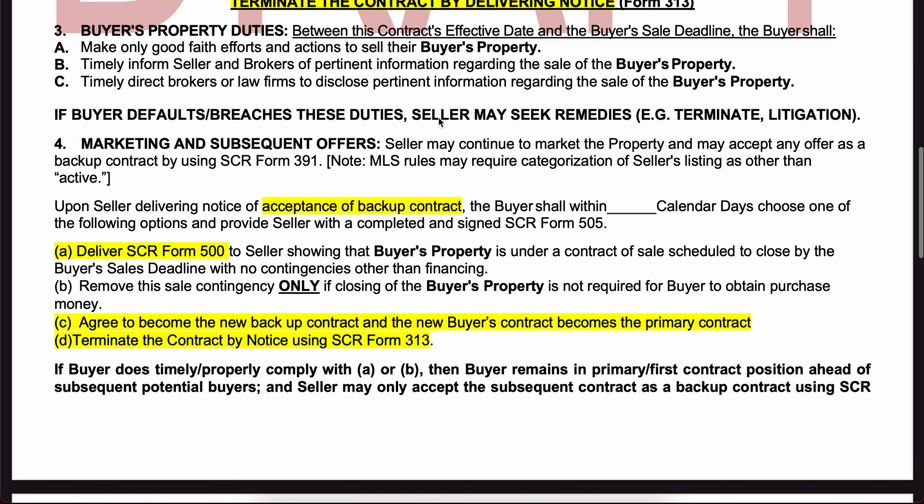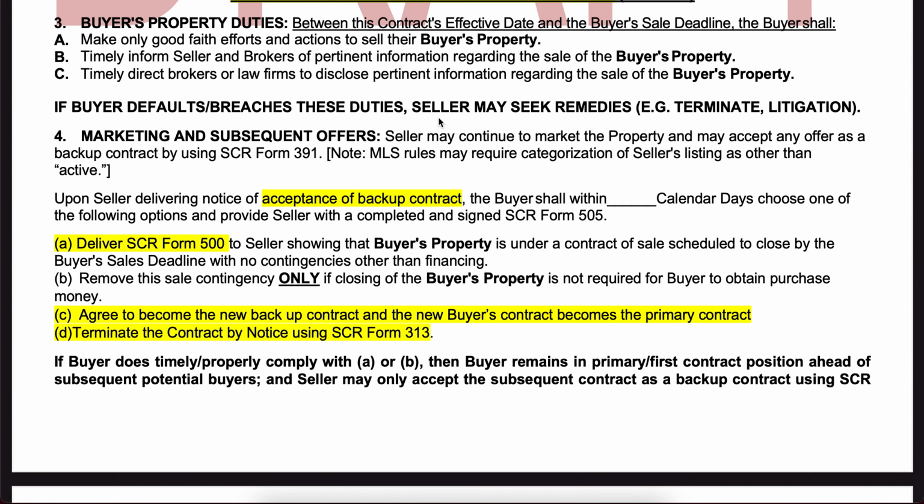So what are the buyer's duties under this form? The buyer actually has to try to sell their house. They have to make good faith efforts. They need to timely inform the seller and their brokers of pertinent information regarding the sale of their property, and they need to direct their brokers and law firms to disclose pertinent information about their property. Essentially, the buyer needs to cooperate and actually show that they're trying to sell their home. If the buyer defaults on any of these duties, then the seller can, of course, seek their remedies, refer them to counsel.